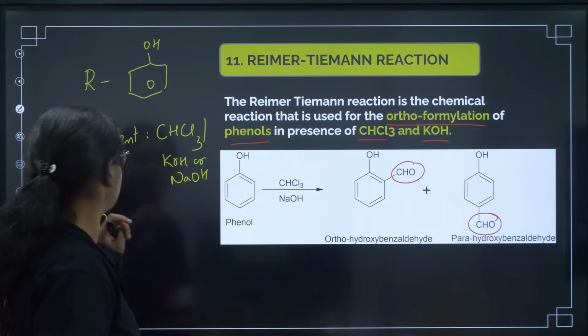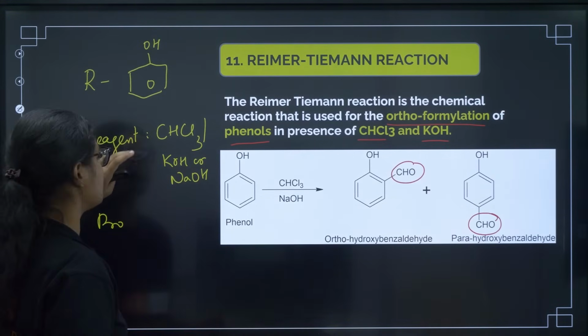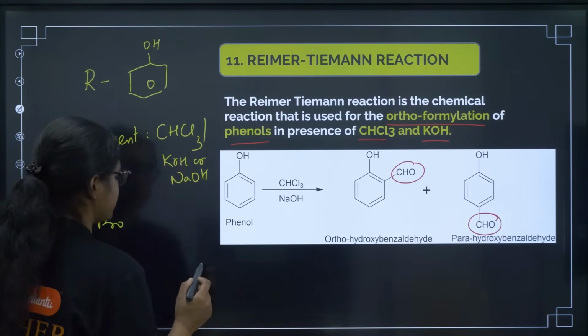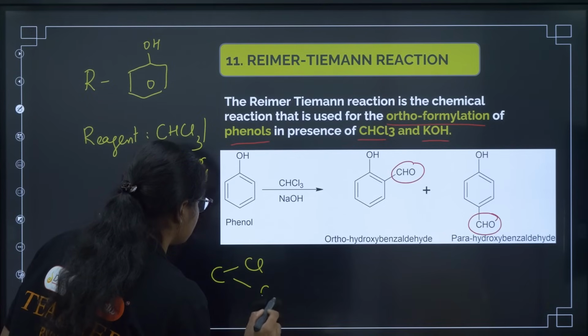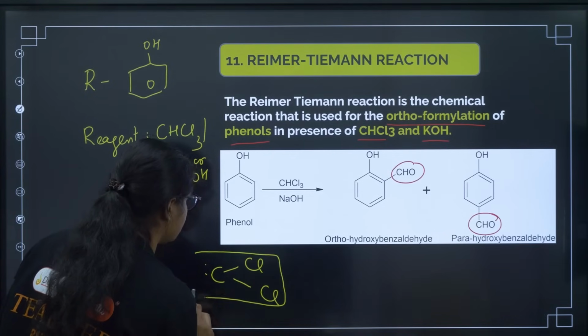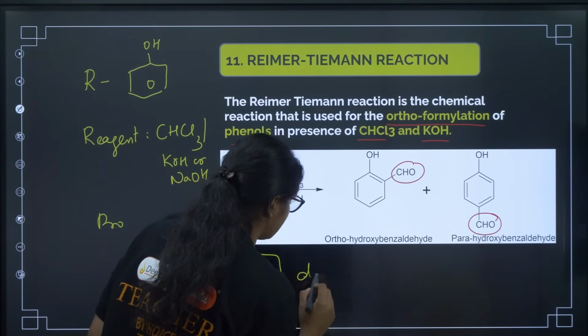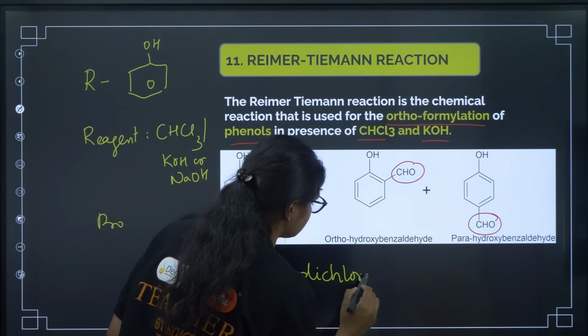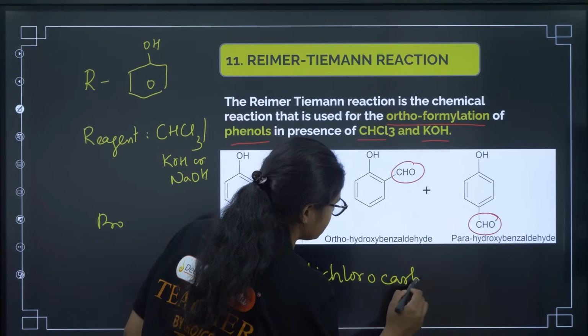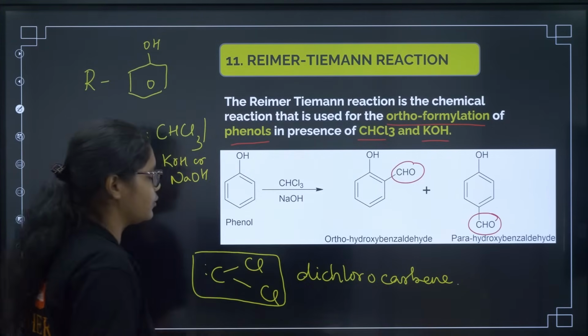Now here one more thing you have to remember, which is often asked: what is the intermediate formed in this reaction? It is dichlorocarbene. Sometimes we can get a question from this part also. So the intermediate formed in this reaction is called dichlorocarbene.